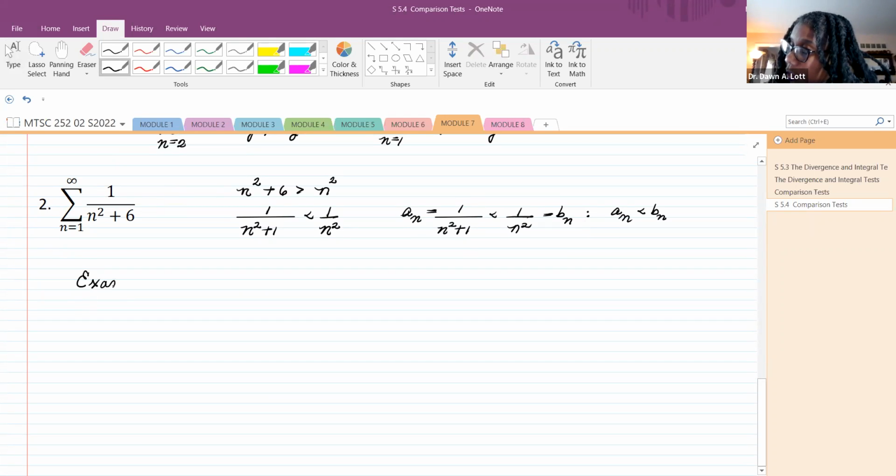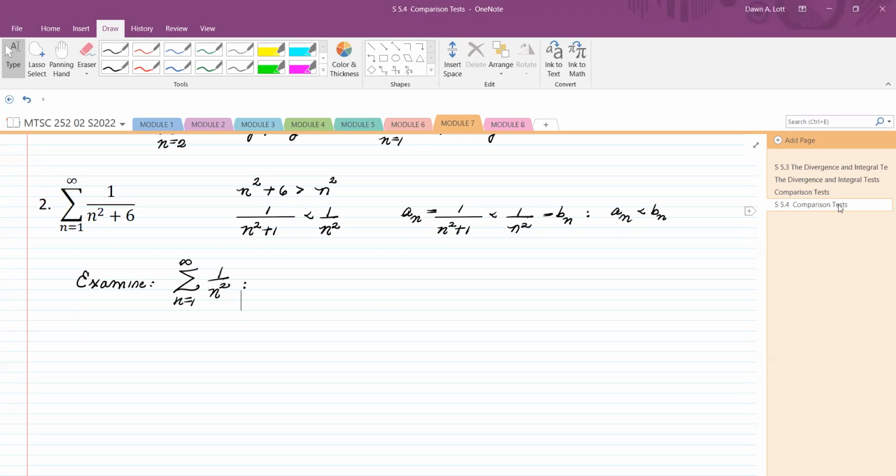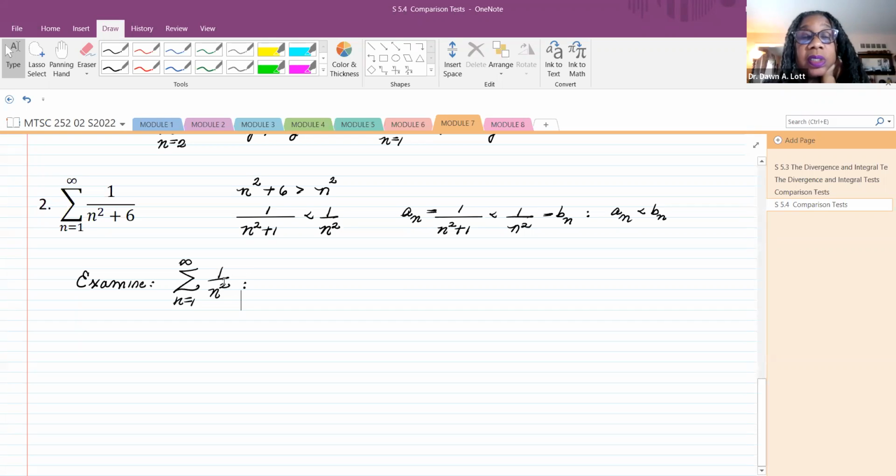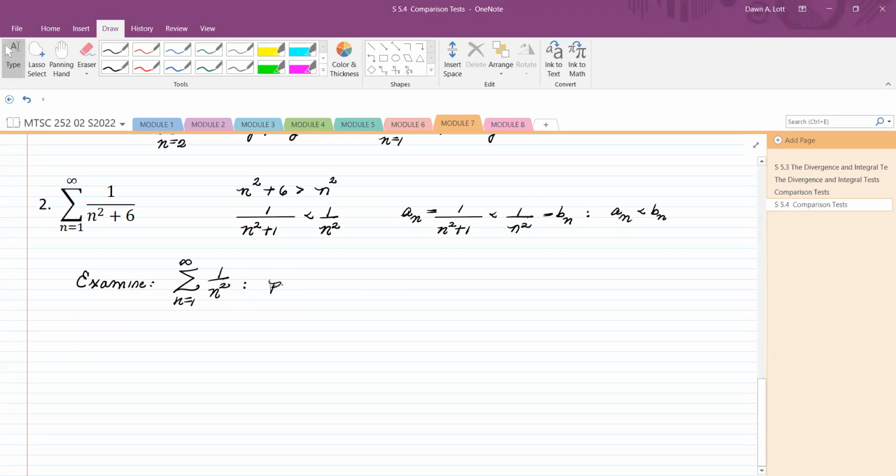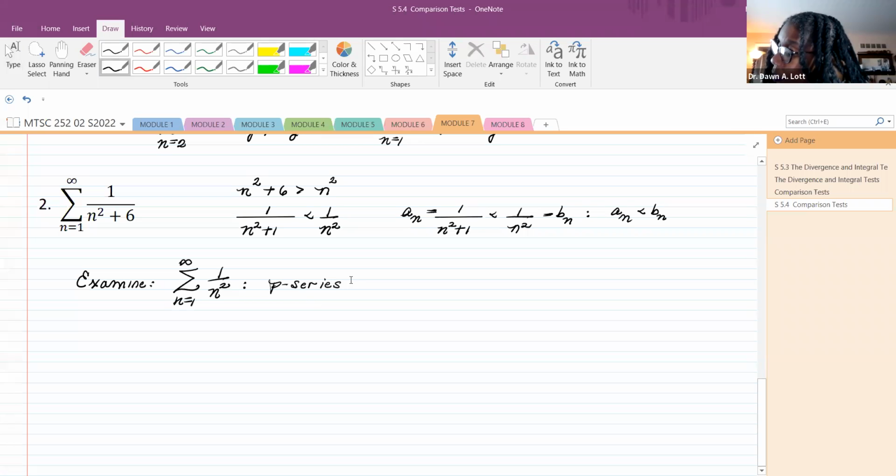So let's examine this series, the summation n equals 1 to infinity of 1 over n squared. Can you give me some information about that series? Summation 1 over n squared. Can you tell me what kind of series this is? That is a P series. Good. And what's P? 2. All right, so that's a P series with P equal to 2.